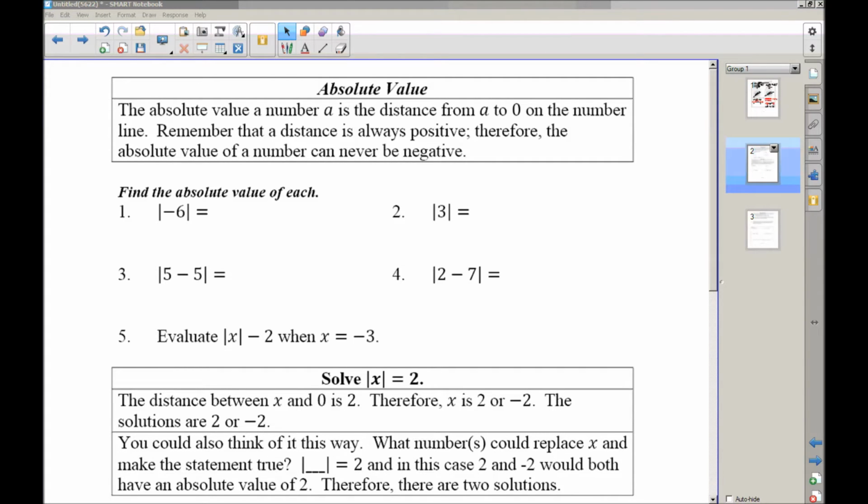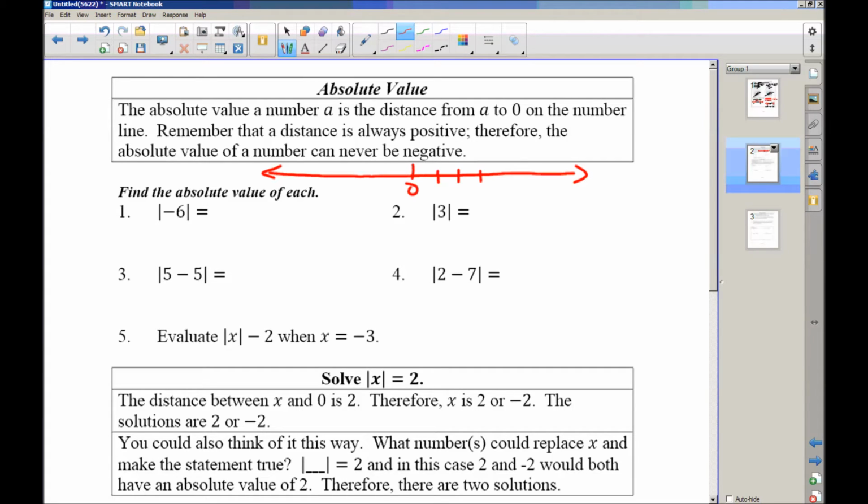All right, so the second page starts off with a definition of absolute value. The absolute value of a number a is the distance a is from 0 on the number line. Remember, the distance is always positive, therefore the absolute value of a number can never be negative. So let's draw a quick number line here.